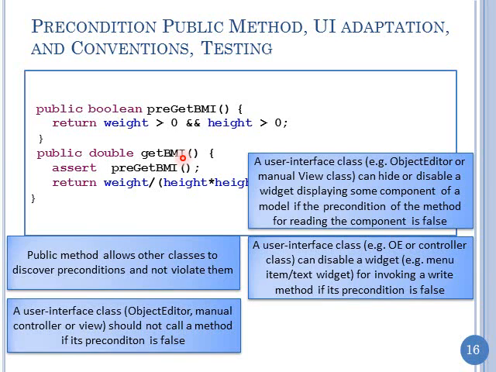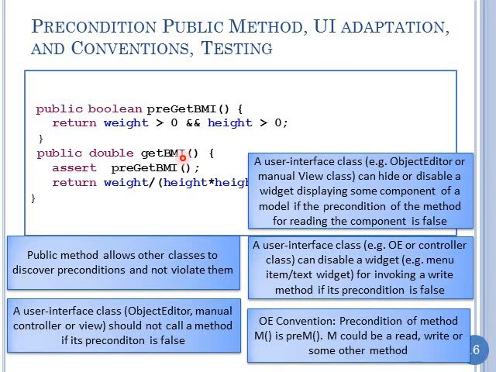Basically, if you have a property that is being displayed, then that widget can be disabled or hidden. If you have a menu item that is being used for a write method and the precondition of that method is not true, it can gray out that method. So I can see in the user interface whether you have implemented the preconditions or not by looking at the UI effect. So this is the ObjectEditor convention: the precondition of method M is preM with no argument, where preM returns a Boolean. And M could be a read, write, or some other method.